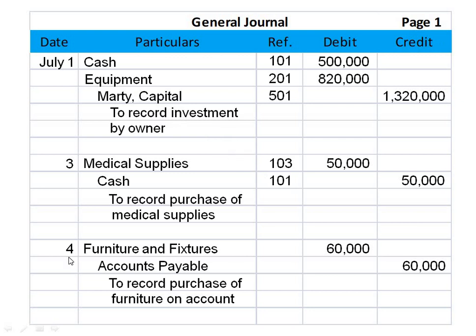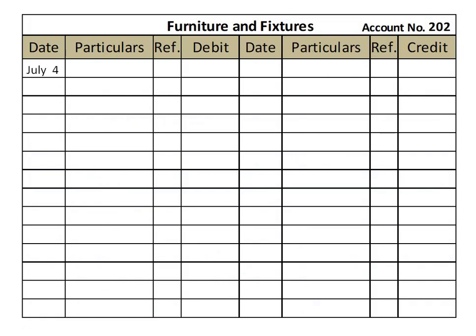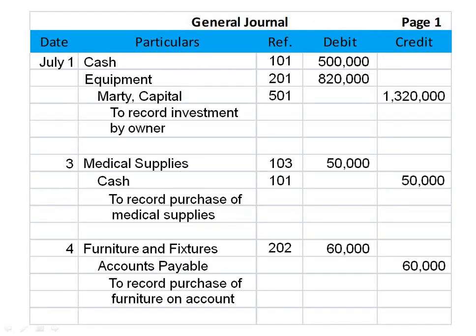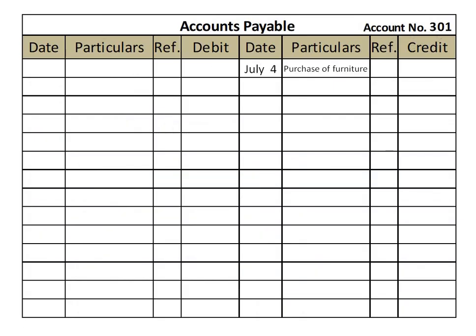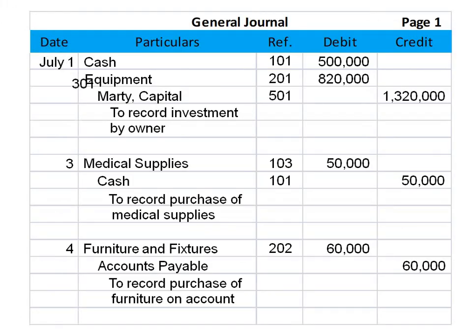This one now, July 4. Debit, furniture and fixtures, 60,000. Post to the ledger of furniture and fixtures. Then, update the reference column of the journal. Next, post this credit to accounts payable, 60,000 also. Update now the PR column by writing the account number of accounts payable.